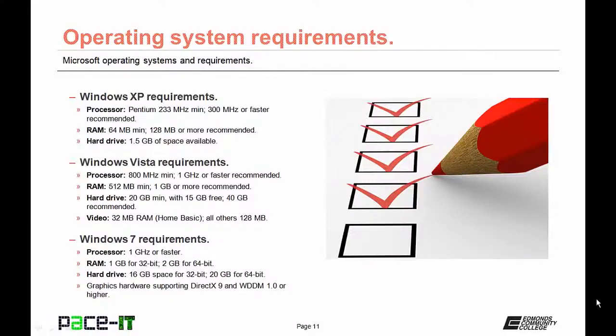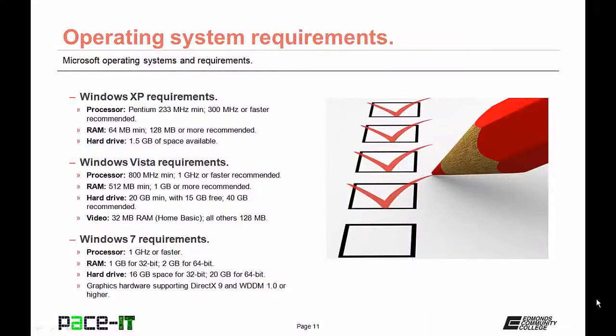The RAM requirements for XP required at least 64 megabytes minimum. Microsoft did recommend 128 megabytes or more. The hard drive requirements for XP were fairly minimal. You only needed 1.5 gigabytes of space. But back in 2001, that was actually a fair amount of space.